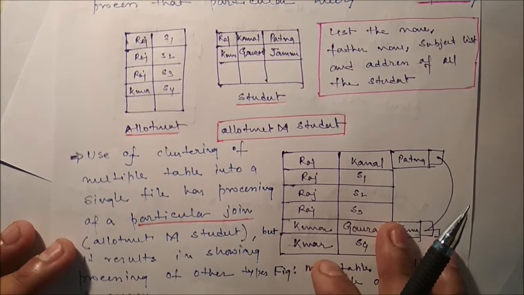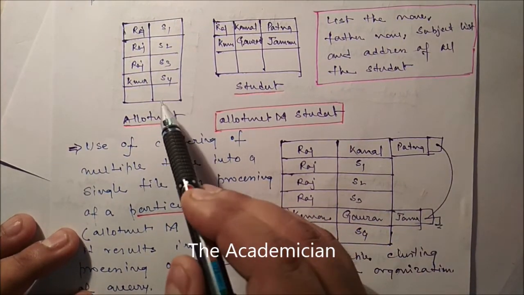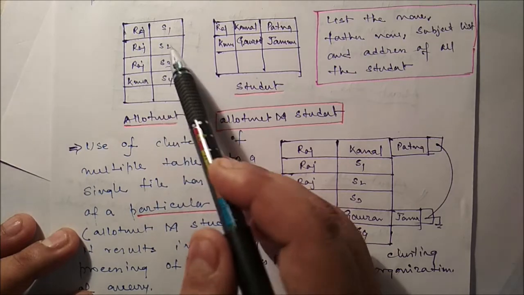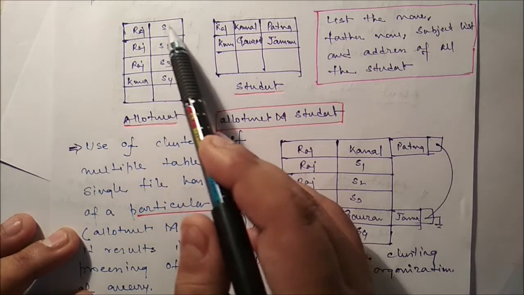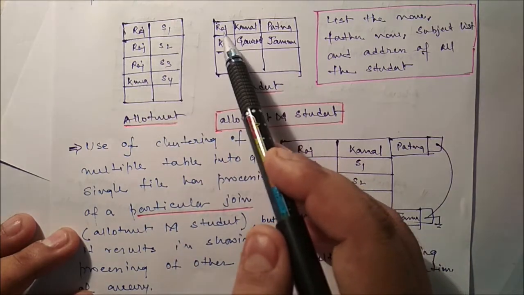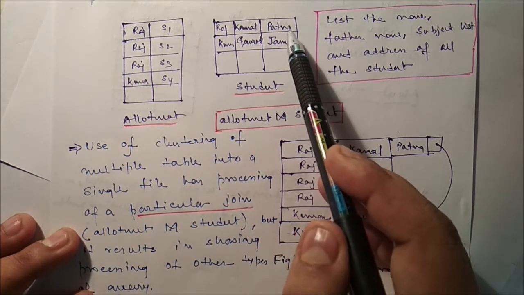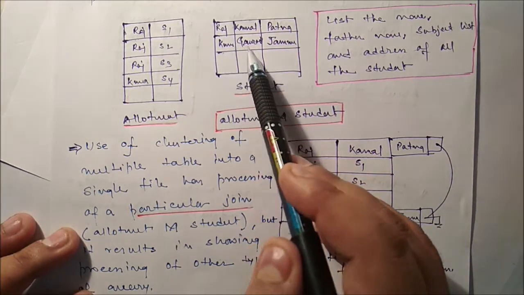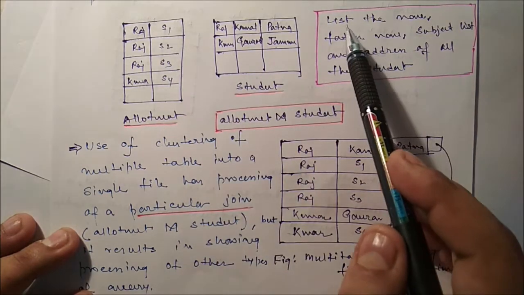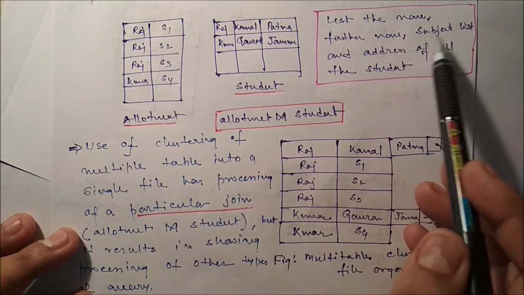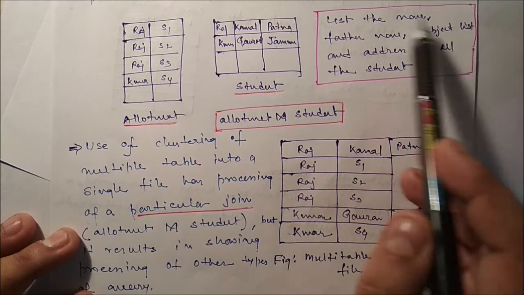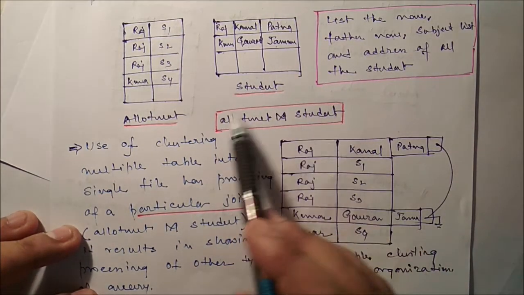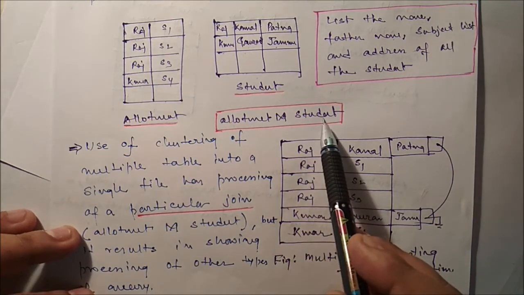Now we can see one simple example. Let two tables be there, say allotment table and student table, where name and subject ID are there. Raj, Kamal; S1, S2, S1, S3, S4 are the subject IDs, and this is the name. And here the name, father's name, and address are there. Say Raj, Kamal, Patna; Kumar, Gaurav, Jammu. Now suppose we need to list the name, father's name, subject list, and address of all the students. To implement this, we have to merge these two tables, and we can use this relational algebra: allotment natural join student.